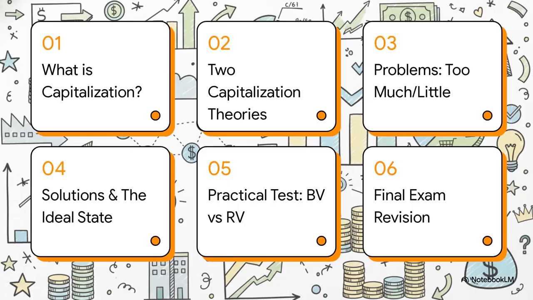So here's our game plan. We'll start with the absolute basics. Then we'll jump into the two main theories. After that, we'll look at what happens when things go wrong, the problems, and of course, the solutions. We'll even solve a practical problem and wrap it all up with a quick revision. So let's dive right in.